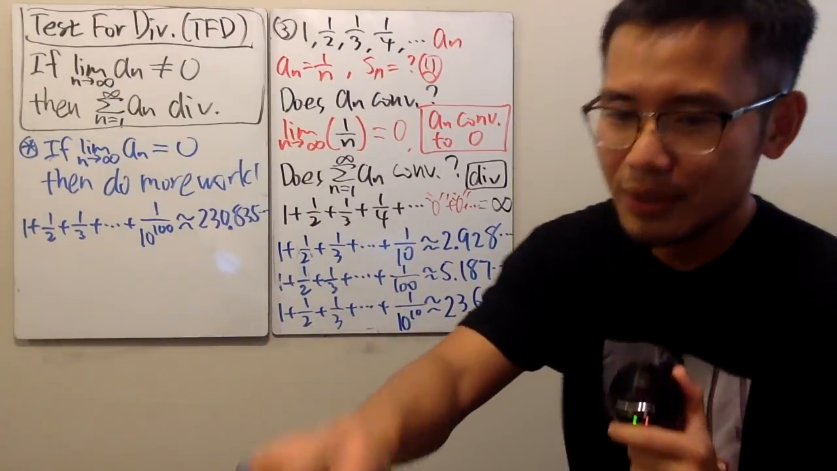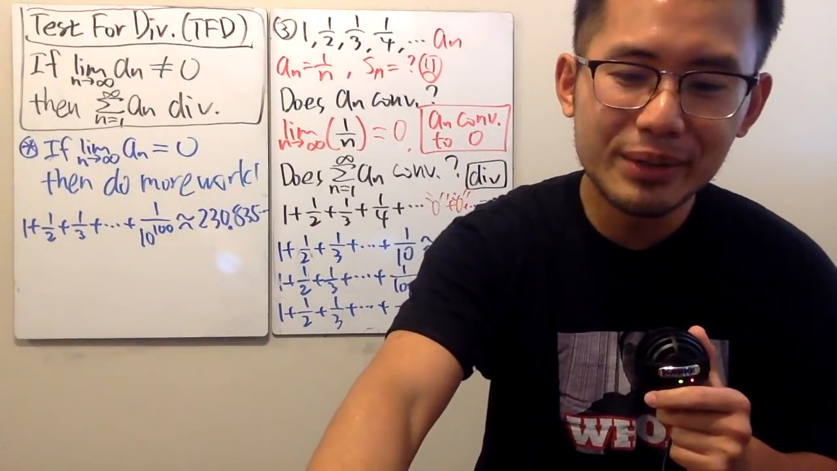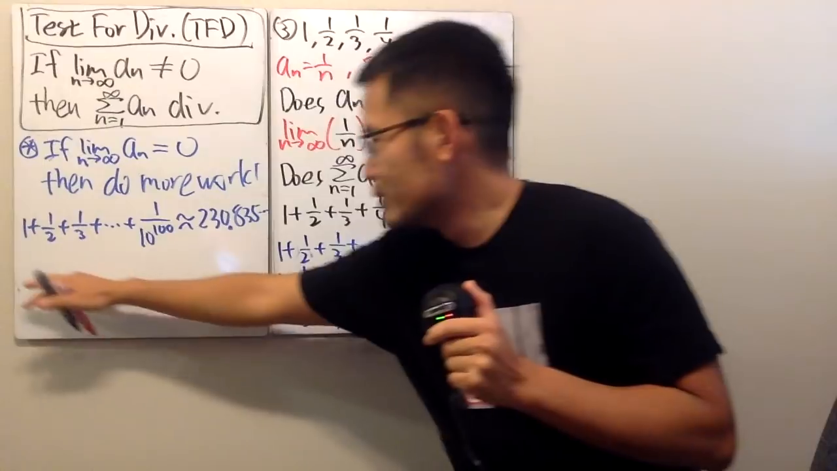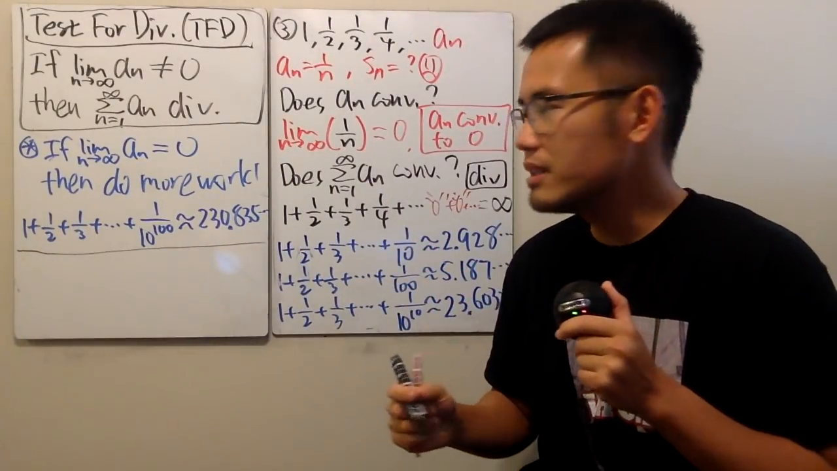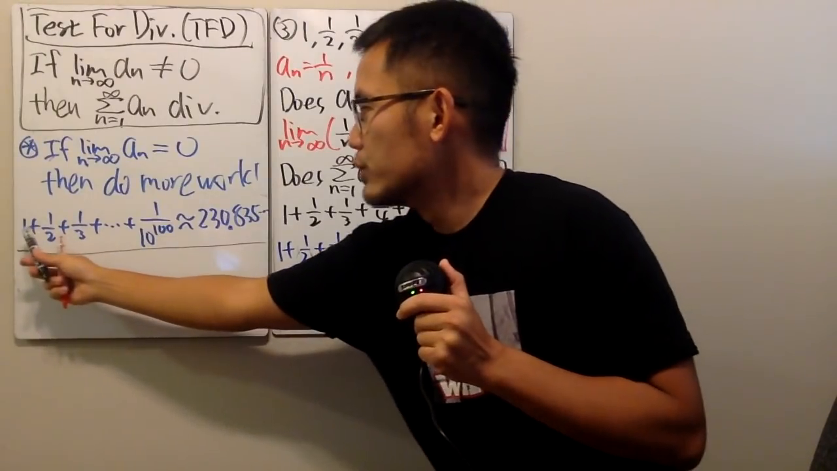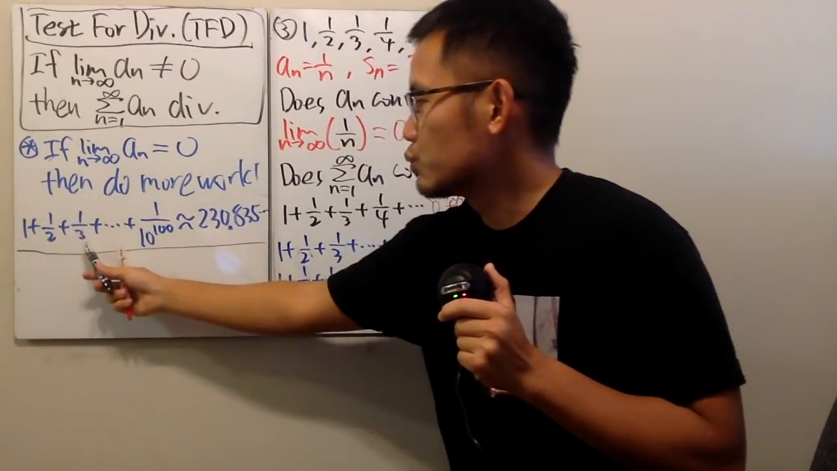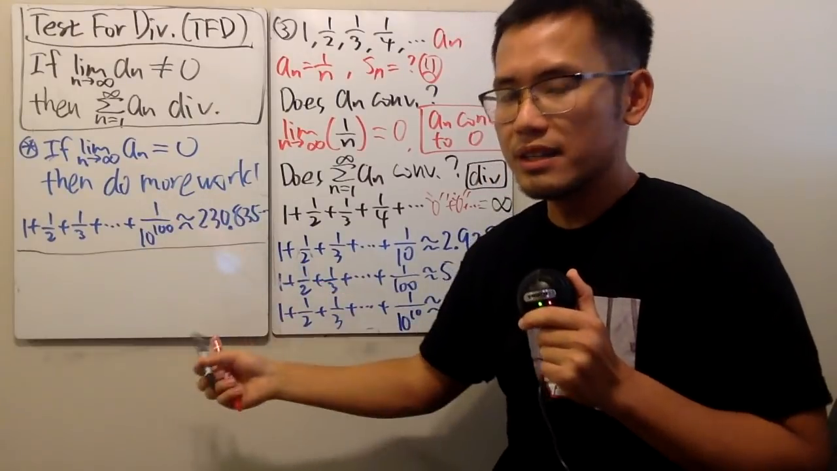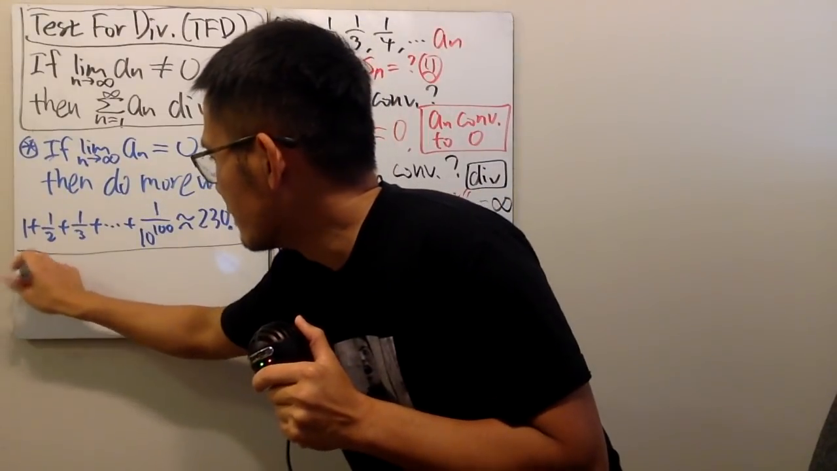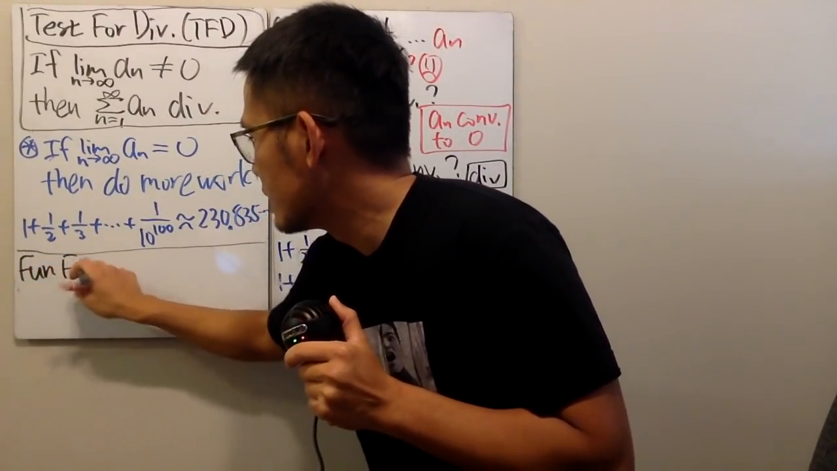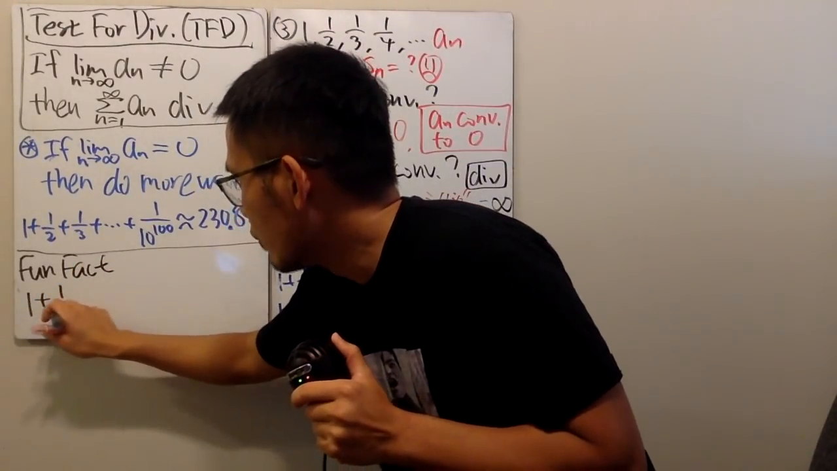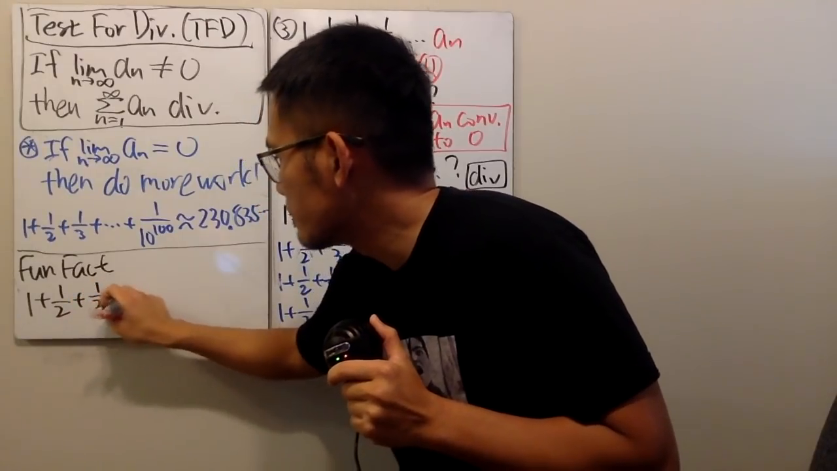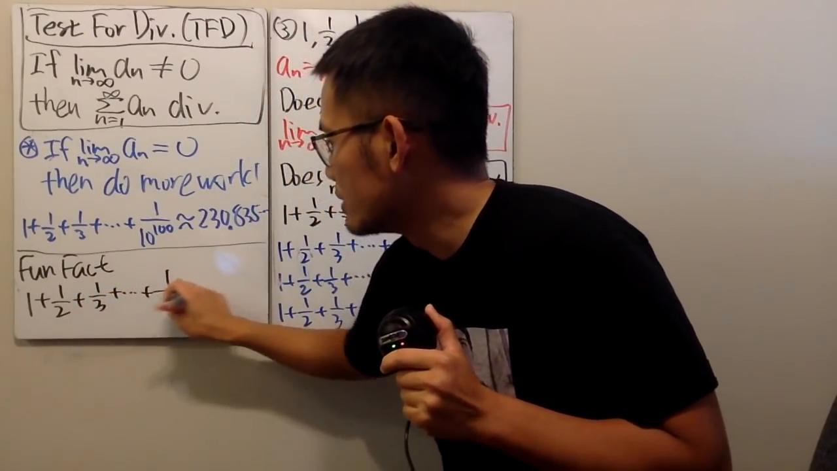Anyway, here's the deal though. Let me tell you something for fun. You don't have to know this part, right? Because now you might be wondering, is there a fast way to add up 1 plus 1 half plus 1 third plus up to 1 over n? Here's just a fun fact. If you have 1 plus 1 over 2 plus 1 over 3 plus dot dot dot up to 1 over n.